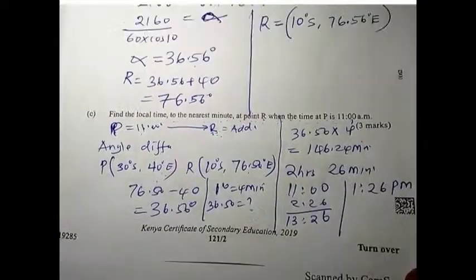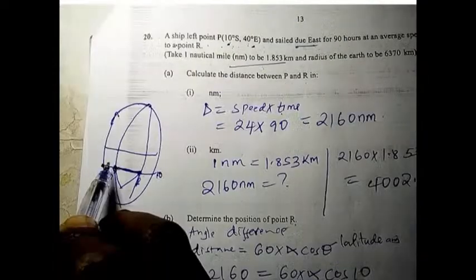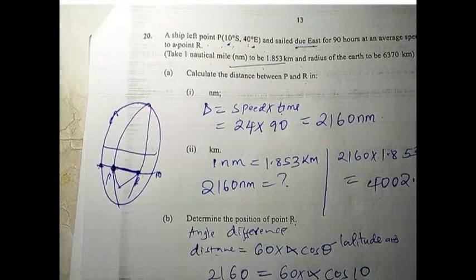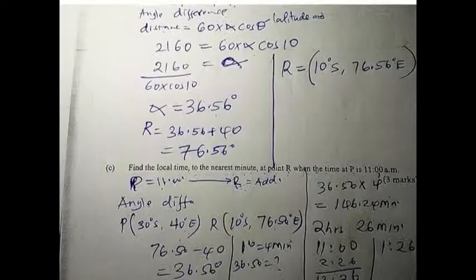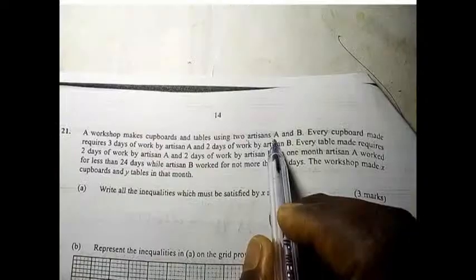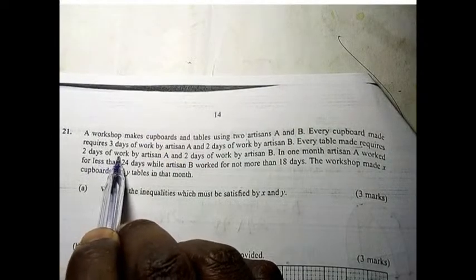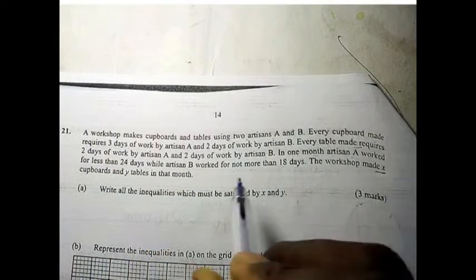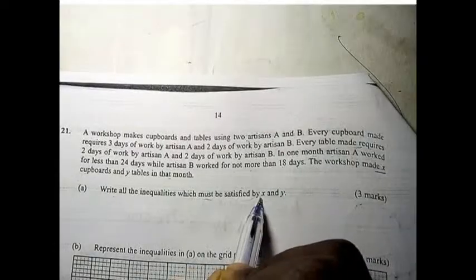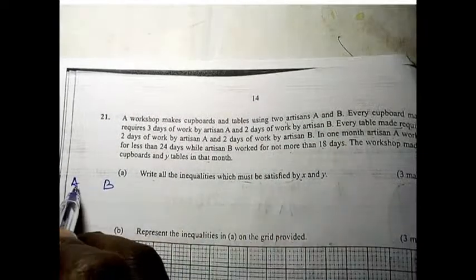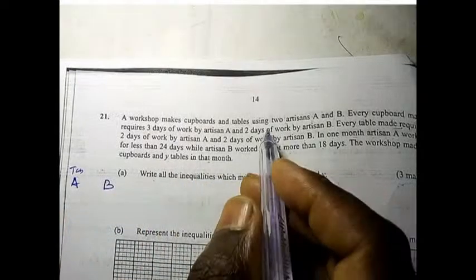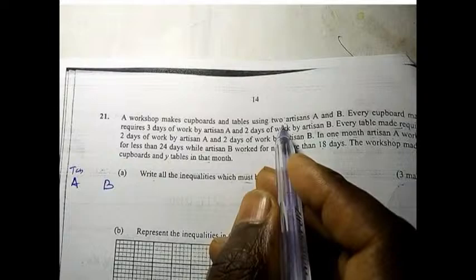So as you move, we're going to subtract. A workshop makes cupboards and tables. We have tables, using it is tables.